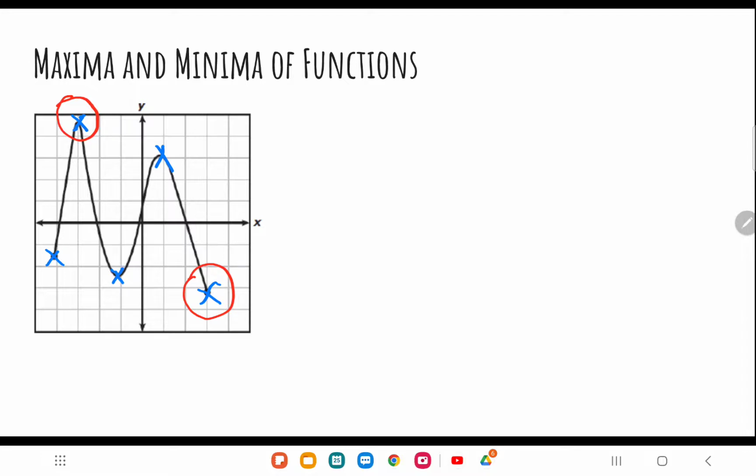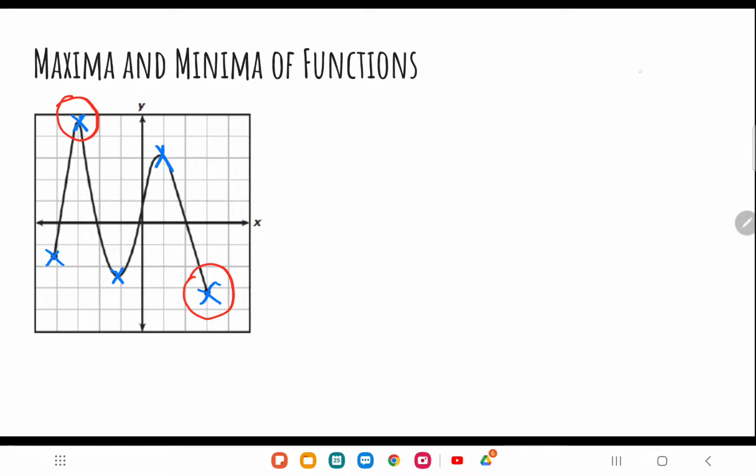Additionally, this function has a global maximum here and a global minimum here. Not all functions have global maxima or global minima, and some do not even have relative or local maxima and minima. We can estimate these values through use of coordinate points.